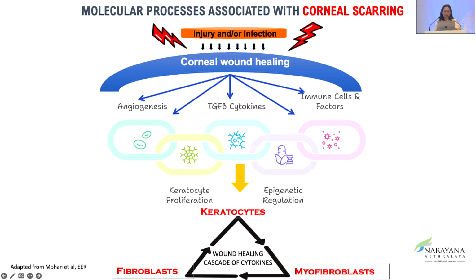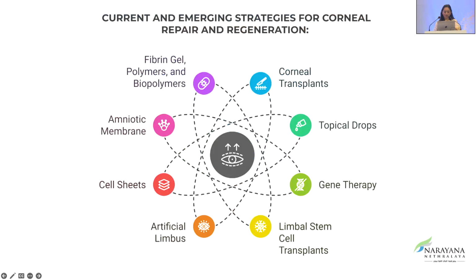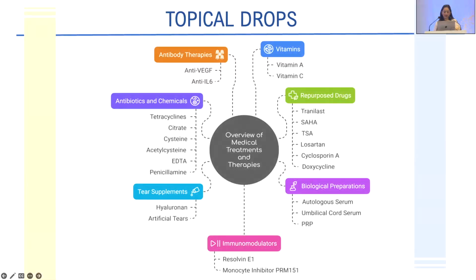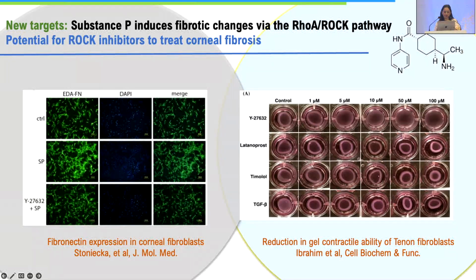Now, scar formation is not just TGF-beta driven. It can be because of abnormal angiogenesis, keratocyte proliferation, epigenetic dysregulation, or immune cells and factors. And it's not just one therapy. We have to look at gene therapy, amniotic membrane therapies, or limbal stem cell transplant as well, and newer topical drops. One of the drugs which could help us is a ROCK inhibitor to treat corneal fibrosis, because substance P induces fibrotic changes via the ROCK pathway, and if you use a ROCK inhibitor, it can help in reducing the fibrosis.